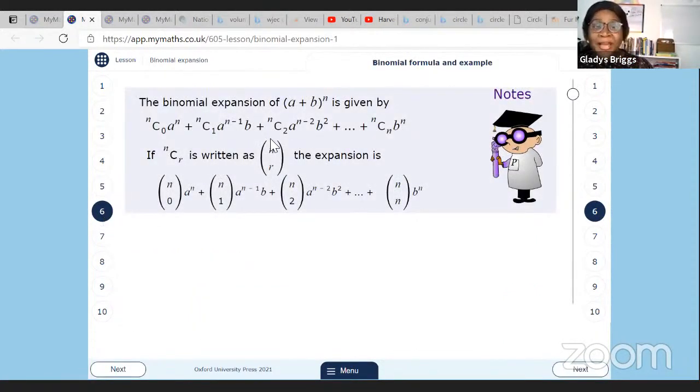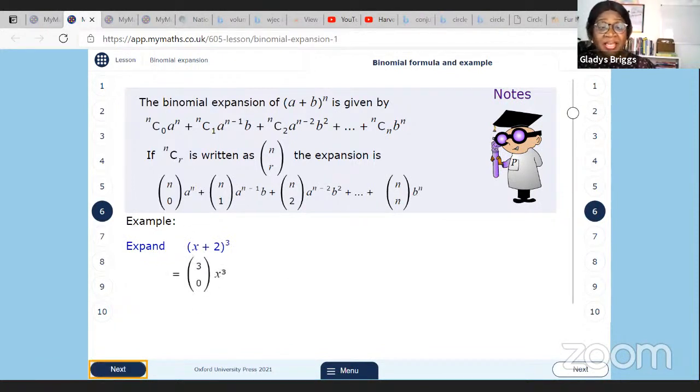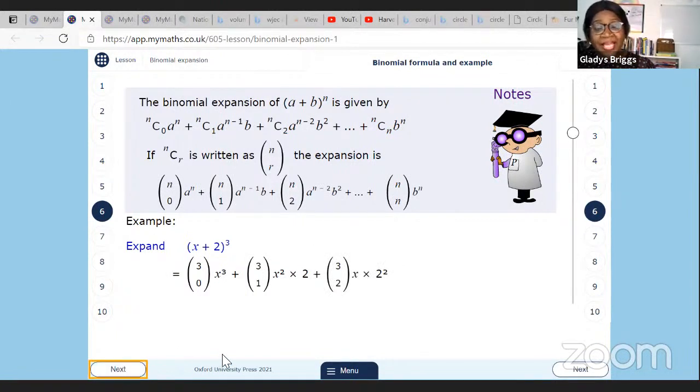The binomial expansion of (a + b) to the power of n is given by a formula, but don't worry about all that. We can just use the idea of combinations to work it out as well. So if you were to use this idea to work out (x + 2) to the power of 3, then it would be 3 choose 0, x to the power of 3. 3 choose 1 times x to the power of 2 times 2. 3 choose 2, x times 2 to the power of 2.